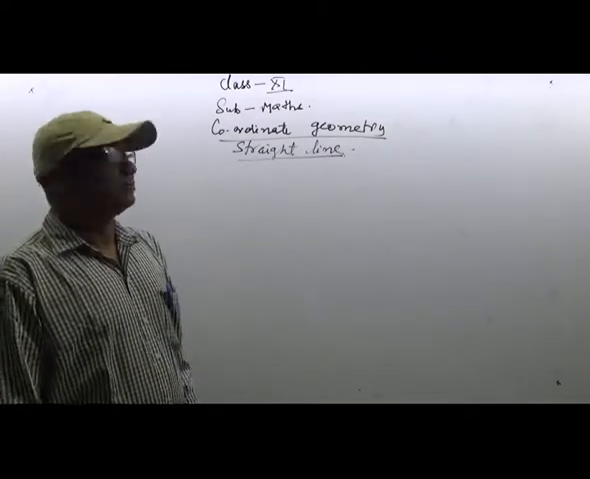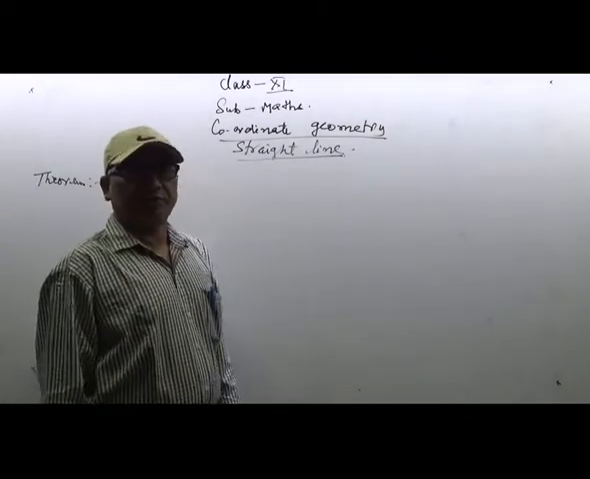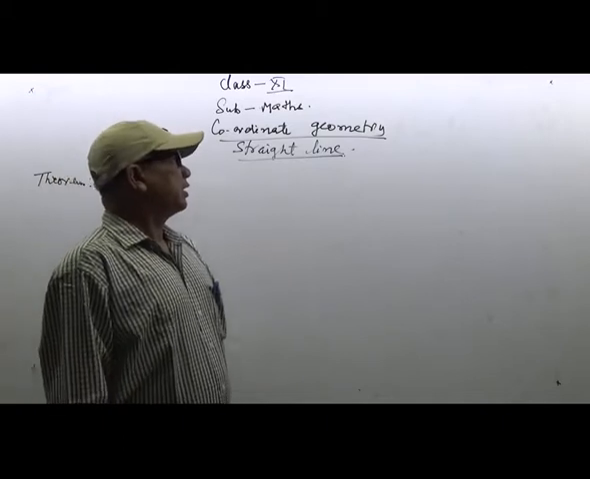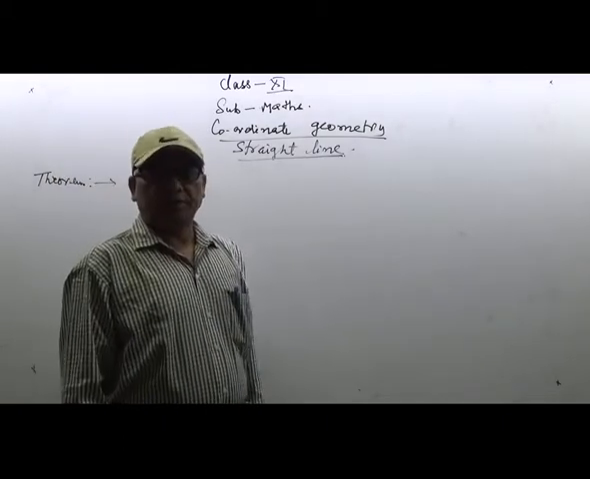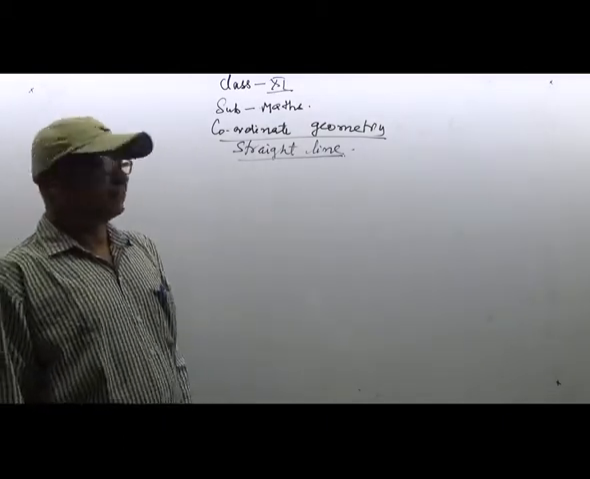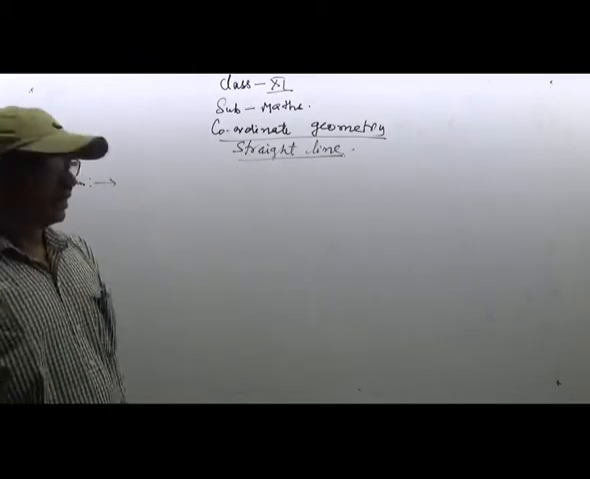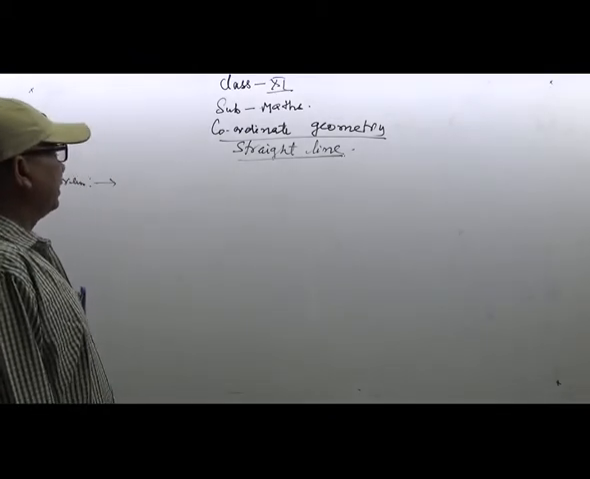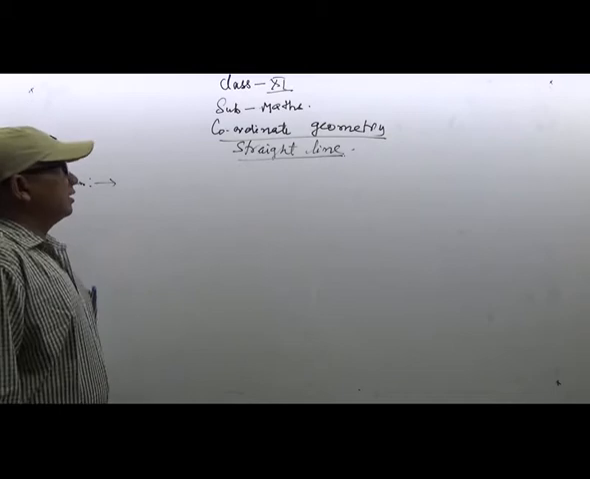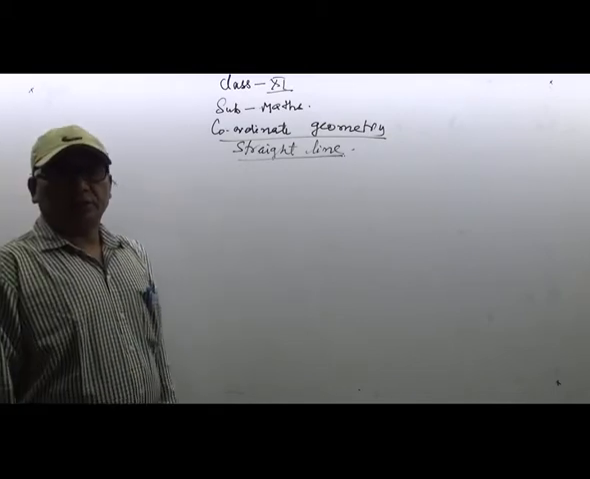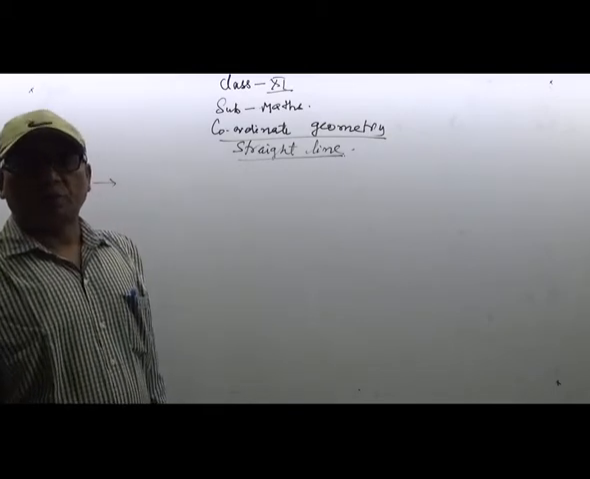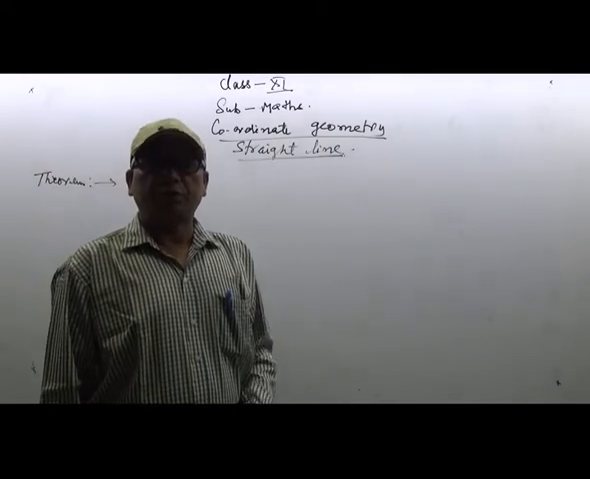Class 11, subject maths, coordinate geometry, chapter straight line. This theorem is called normal form of the equation of the straight line.